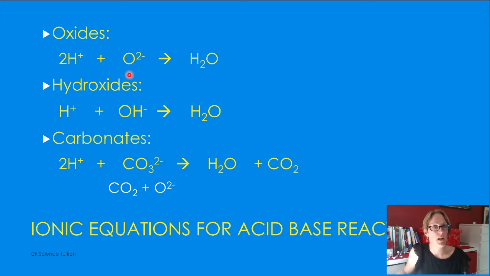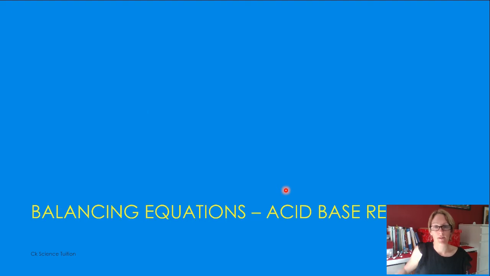It's an oxide ion with 2 hydrogen ions making water, and the CO2 comes off separately. So those 3 equations tell me that every time I react an oxide, I need 2 H pluses for every oxygen. If it's an OH, I need 1 H plus for every 1 OH. And if it's a CO3, I need 2 H pluses for every CO3. That's going to really help me balance acid-base reactions.